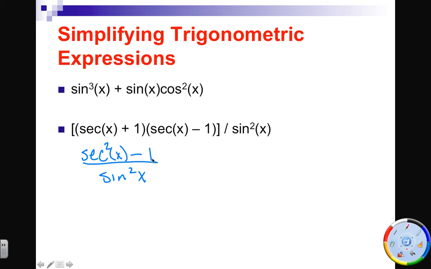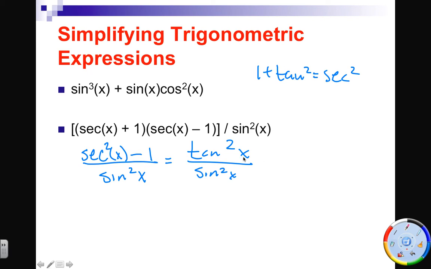Well, this kind of looks like a Pythagorean identity. Secant squared x minus 1. Well, it is because I know that 1 plus tangent squared is equal to secant squared. Well, if I just subtract the 1 from both sides, that means this thing is equal to tangent squared. Well, that's not quite done. That's not quite done at all. So let's see what this does. I know tangent squared is actually sine squared x over cosine squared x, all over sine squared x.